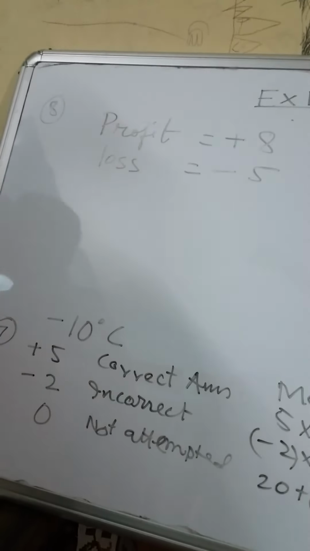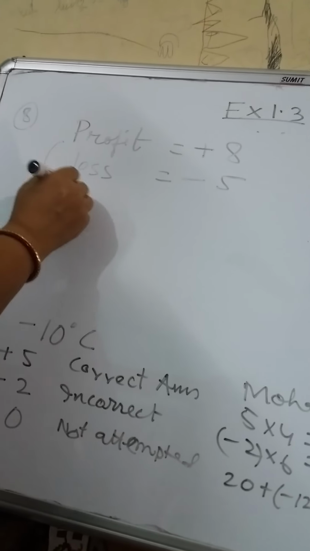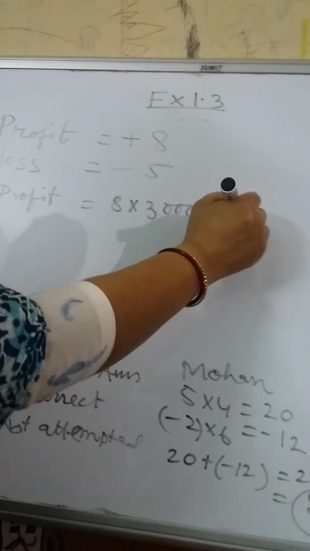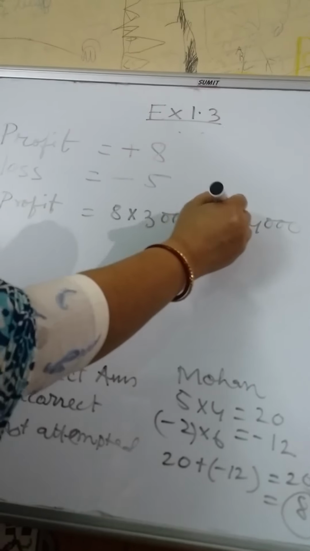Okay, so if the company sells 3000 bags of white cement and 5000 bags of grey cement in a month, what will be its profit or loss? So it has sold how many white cement? 3000 bags. So its profit for white bags will be 8 into 3000. So it will be 24,000 rupees.